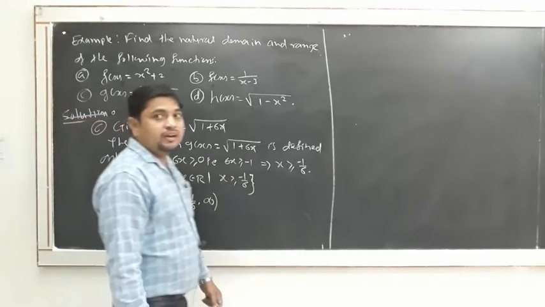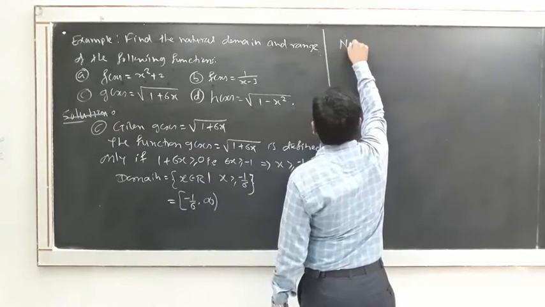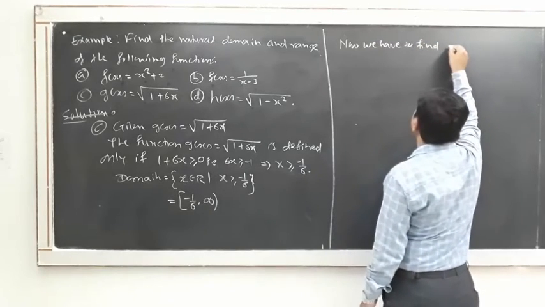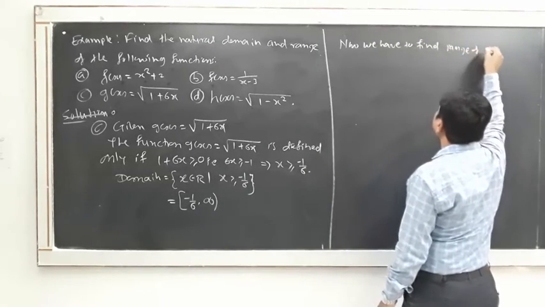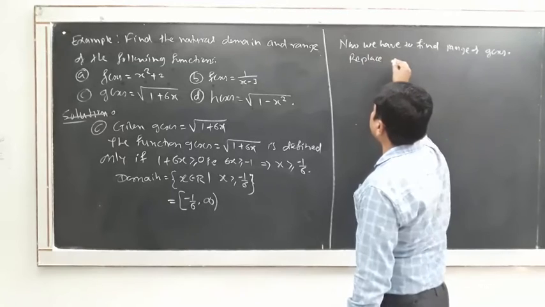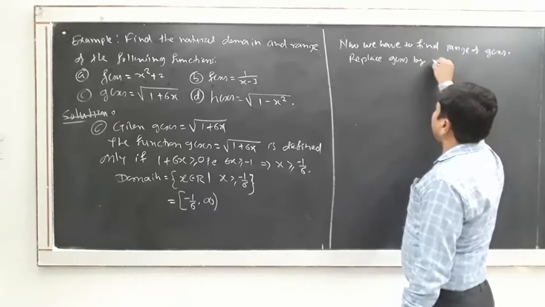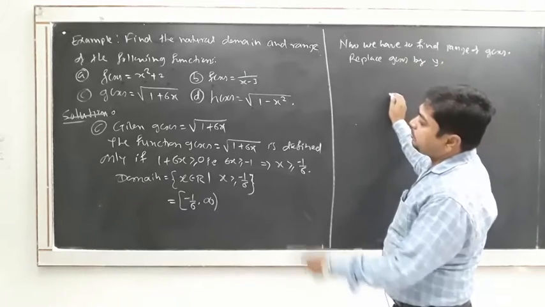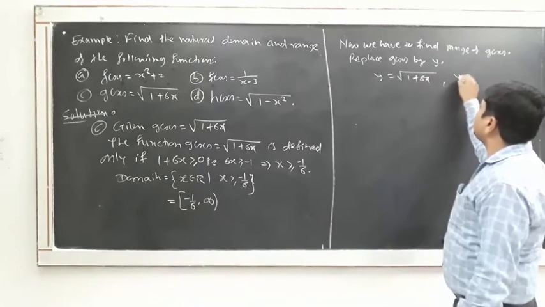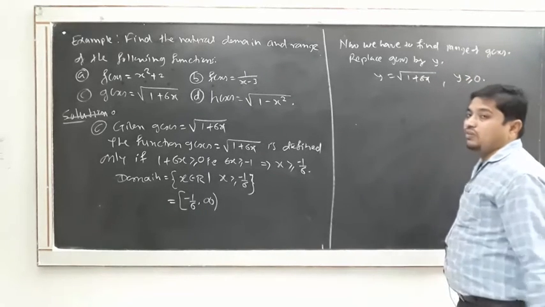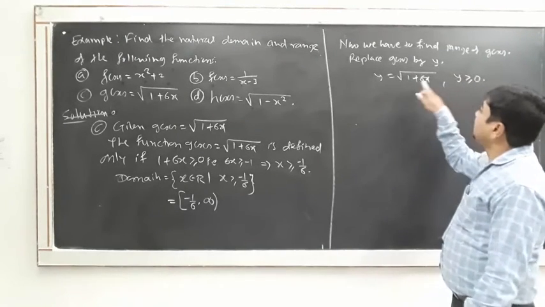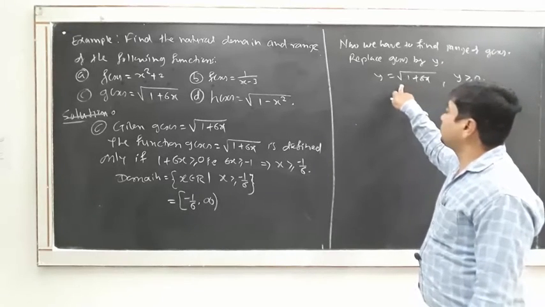Now what do we have to find? We have to find the range of g of x. So what do we have to do first? Replace g of x by y. So what are you getting in this? Replace this, y is equal to square root of 1 plus 6x, and this square root is positive. Therefore you have two conditions, that is y is greater than or equal to 0, and we have one more condition.